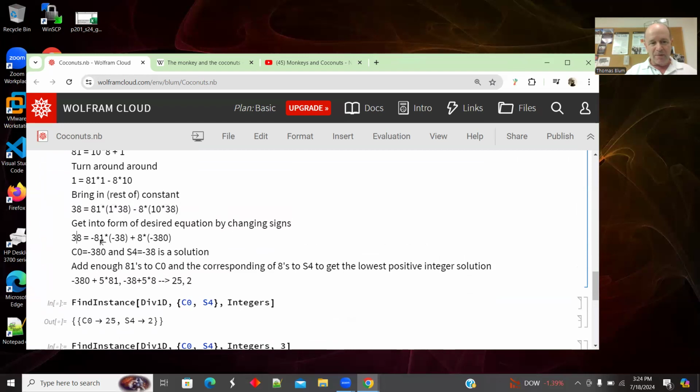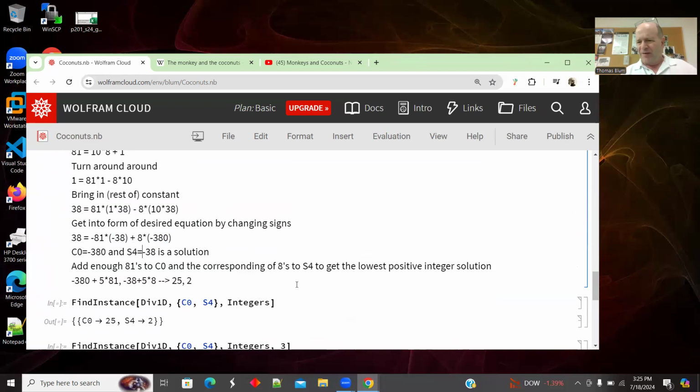My 81 in my original equation was negative. So I make this other term, this 38 here, negative. And then I was subtracting 8, but in my original equation, my 8 was positive. So I moved that minus sign into here. So now I have a particular solution, a solution. So I have then a solution of minus 380 and minus 38.